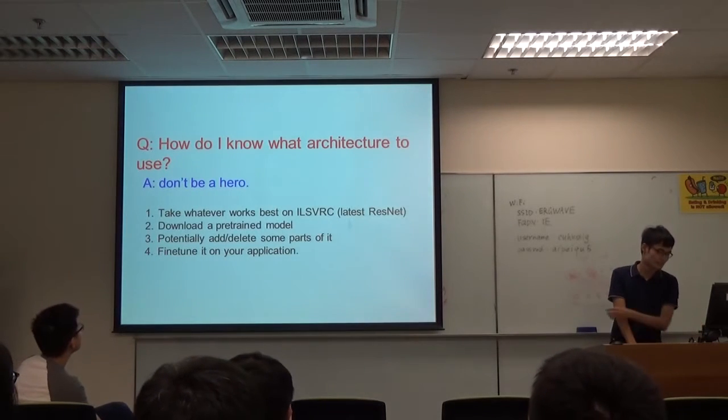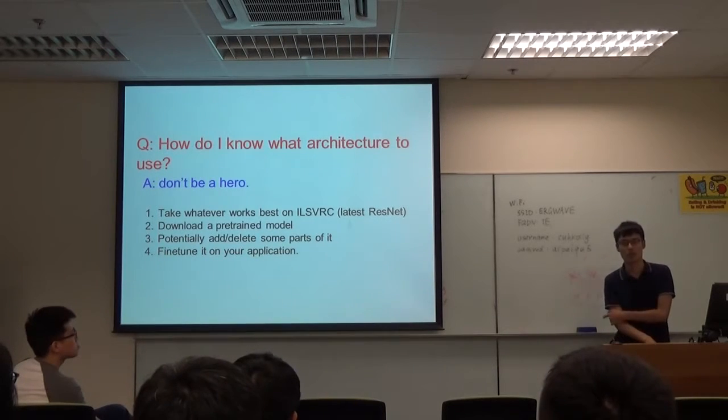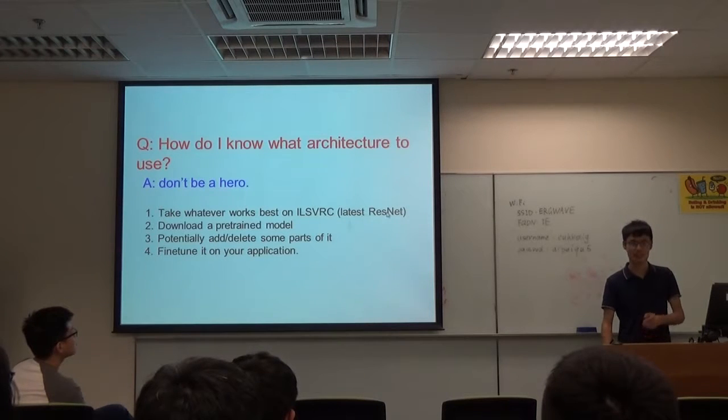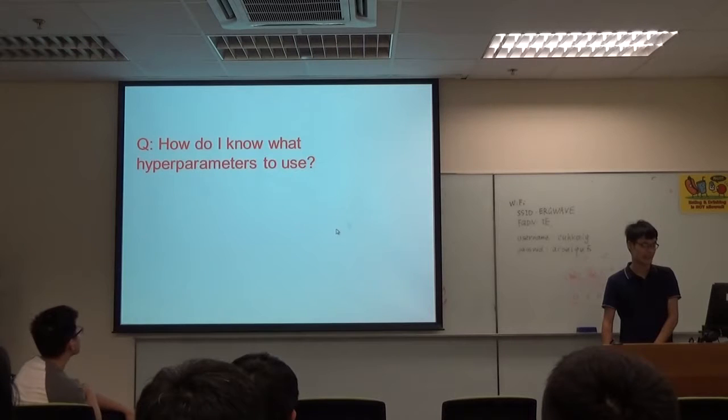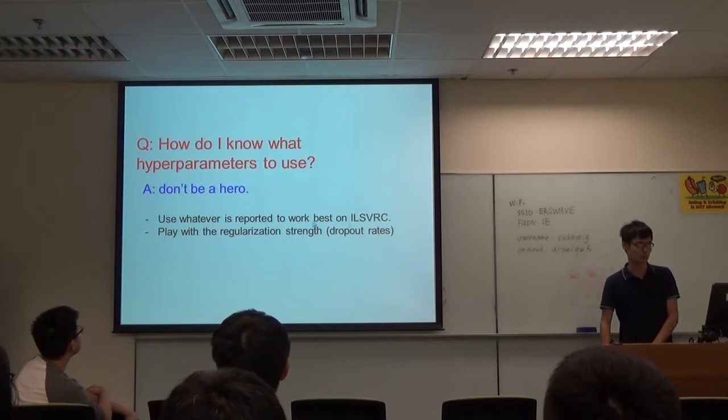And another thing is, when you want to use CNN, one important issue is how to design the architecture. The answer is don't be a hero. That means you can look at what architecture performs best in the challenge, borrow it, and use this architecture to solve your problems. Another thing is designing the hyperparameters. It also borrows the successful practice in the ImageNet challenge.